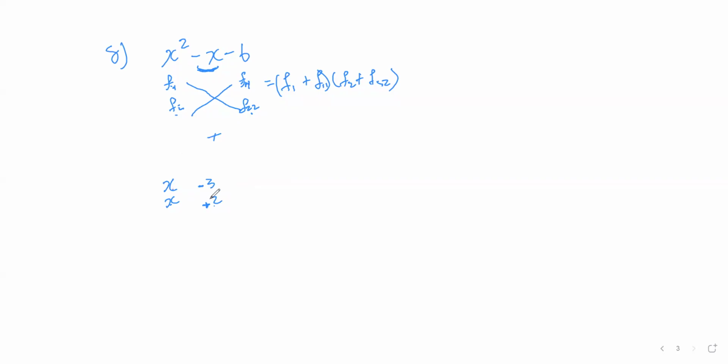So 2 times x is 2x. X times minus 3 is minus 3x. Okay, so 2x minus 3x gives me a minus x, which is exactly my middle term. So that tells me that my factors for this expression will be x minus 3 times x plus 2.